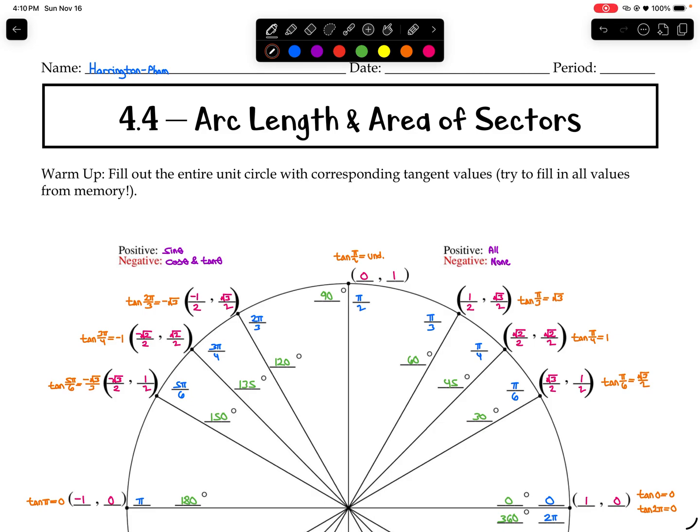Hello everyone. So today we're going to be looking at arc length and area of sectors.